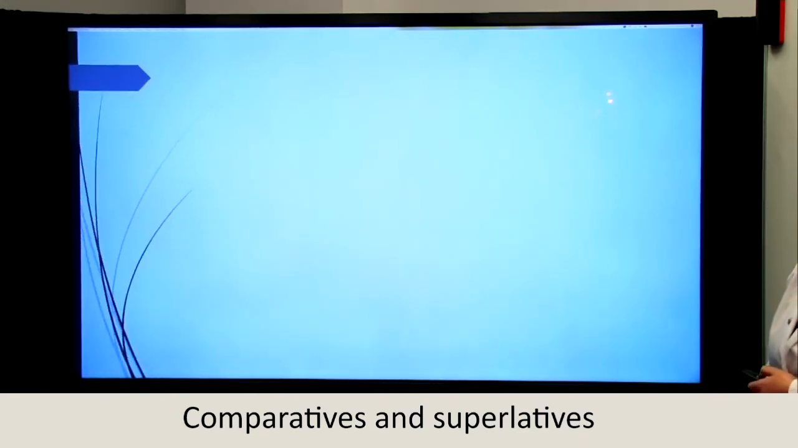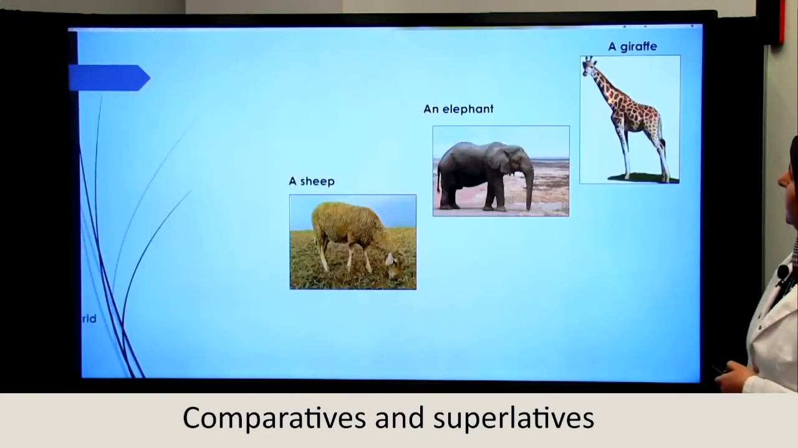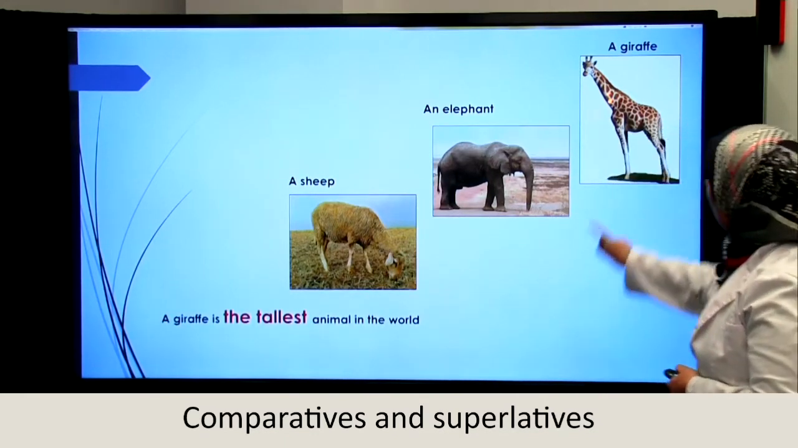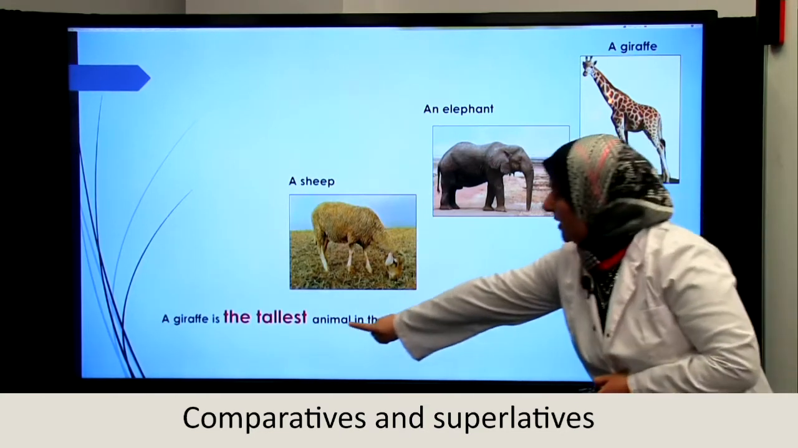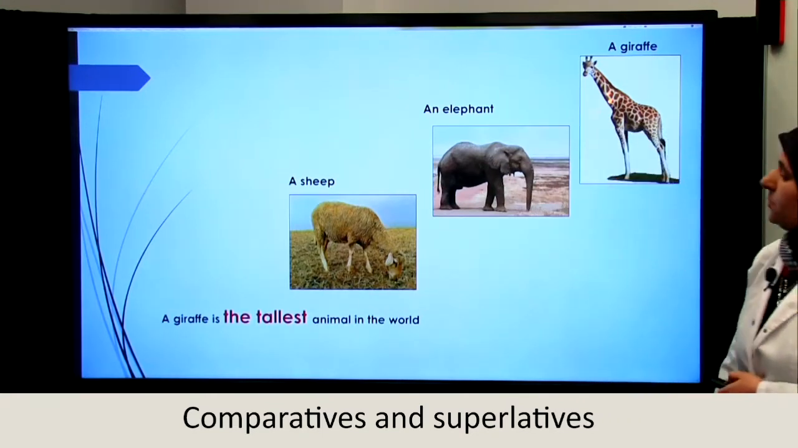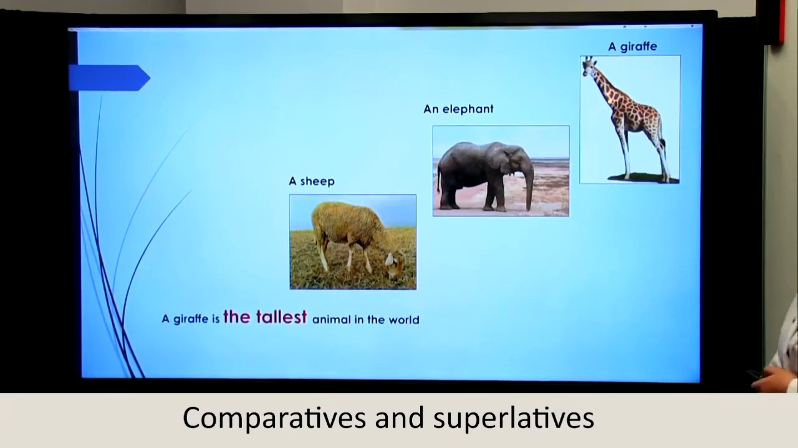So what is the rule? Another example, we have a giraffe, an elephant, and a sheep. So a giraffe is the tallest animal in the world. So with the adjective tall, here we use the superlative. Now, how do we form a superlative?